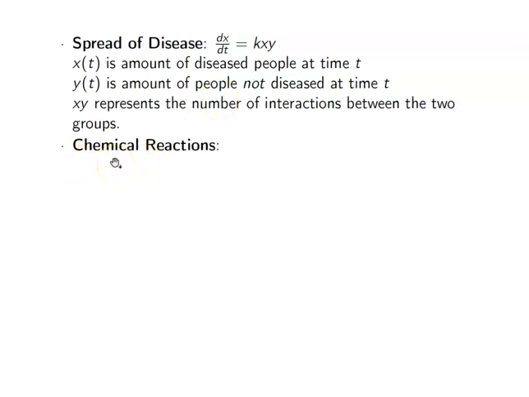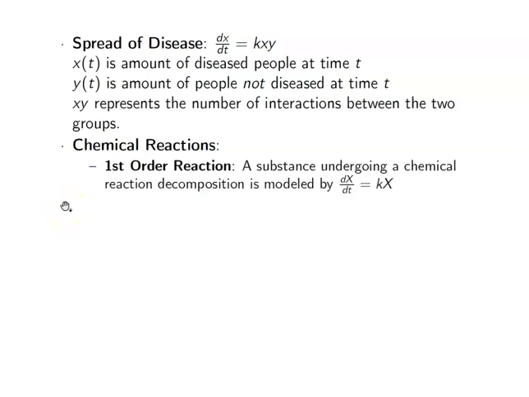Okay, chemical reactions. So a first order reaction is when we have a substance that is undergoing a chemical reaction, and so it is decaying, it's decomposing, okay? And that is modeled by the amount of a substance at time t is a constant multiple of that amount of substance present. I don't know if you've noticed, but most of these differential equations are very similar in form, okay?